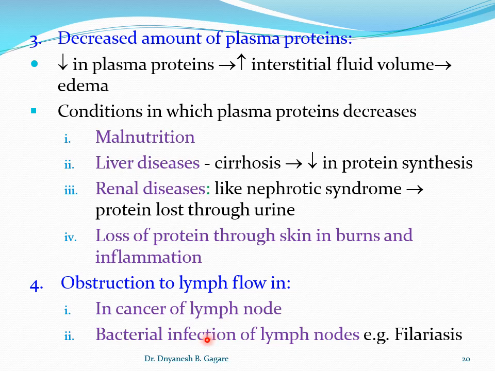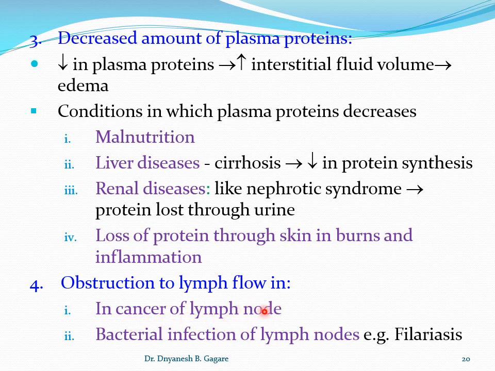That means it keeps a negative pressure in the interstitium. Negative pressure, that is -3, is maintained. But if there is an obstruction, what will happen? There is a back pressure, and then again it increases and causes edema. For example, it happens in cancer of the lymph node.